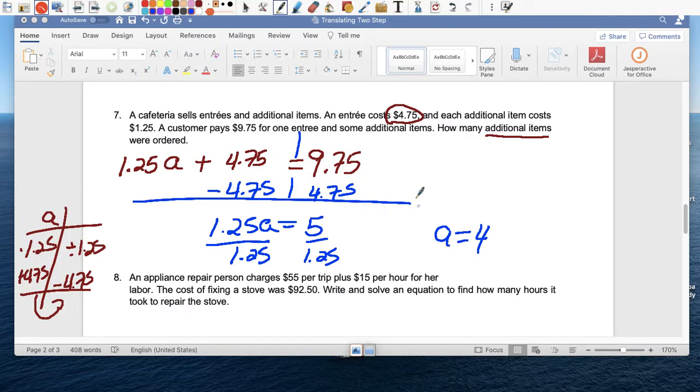So yeah, that's the answer. A is 4. I got 4 extra sides.